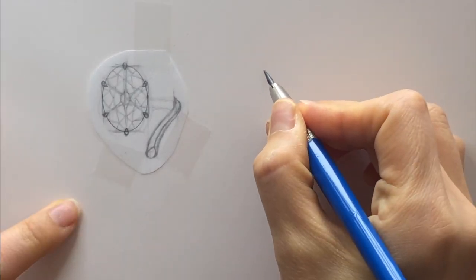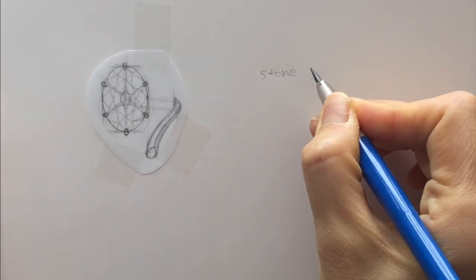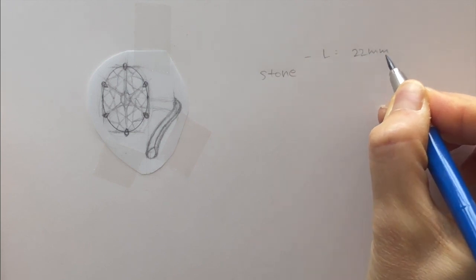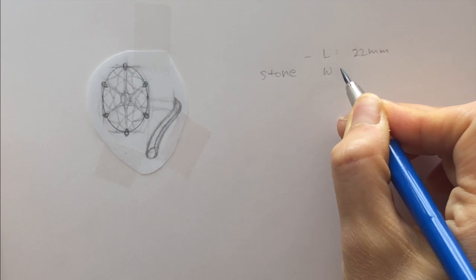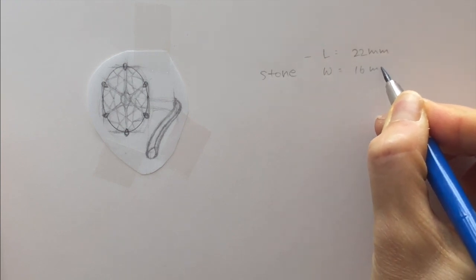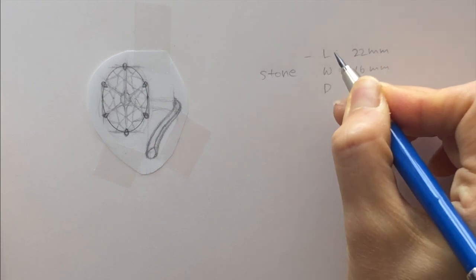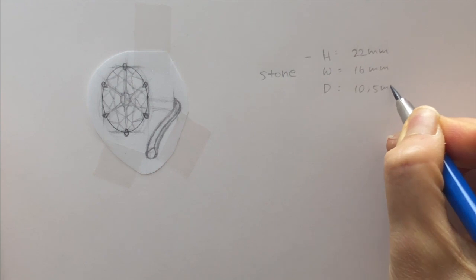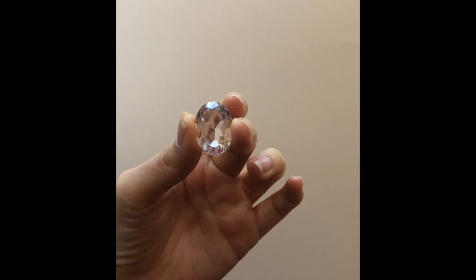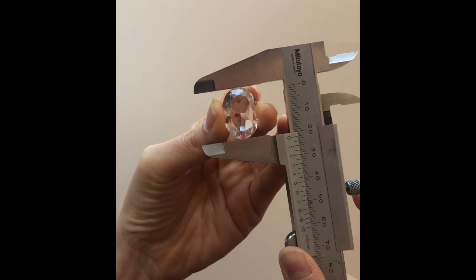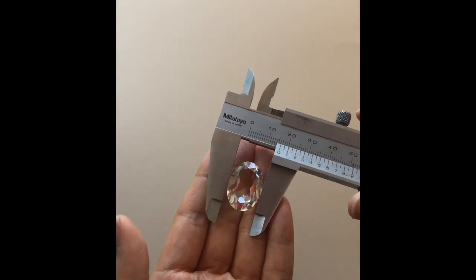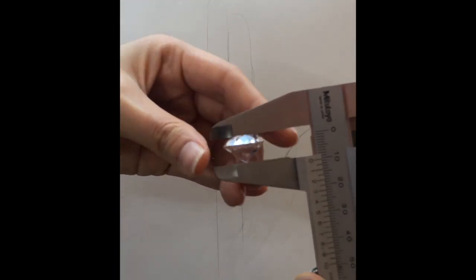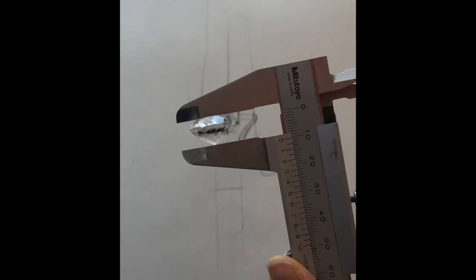In order to draw the technical views of this ring, I needed the dimensions of the stone and the ring size. Length 22 mm, width 16 mm. I would correct it as height instead of length. And the depth is 10.5 mm. This is how I measured it with vernier calipers. We need to measure from the table to the culet for the depth.